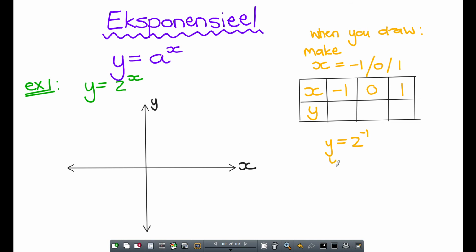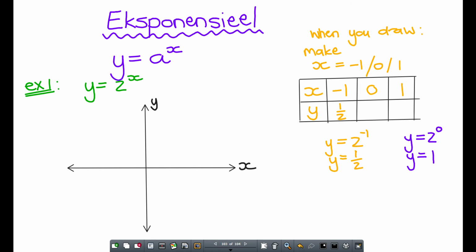So if I do that, then it means that y would be what? A half. Nee. So daar, as x minus 1 is y a half. Maar soos ek sê, if you don't like using the table, do it over here and then directly go plot your points. Okay. If x is 0, it means it would look like this. Y is equal to 2 to the power of 0, which means that y will be 1.